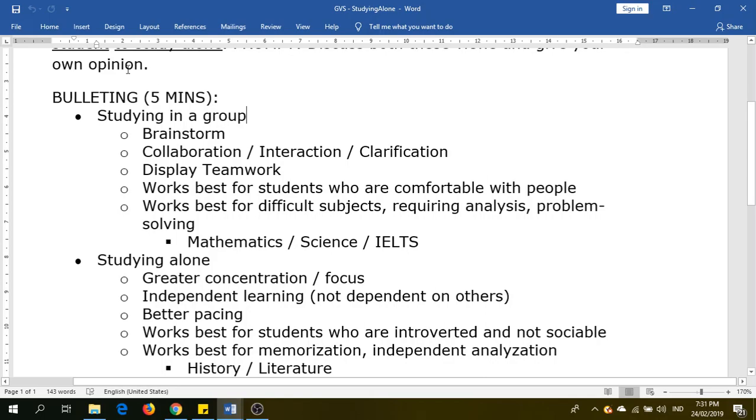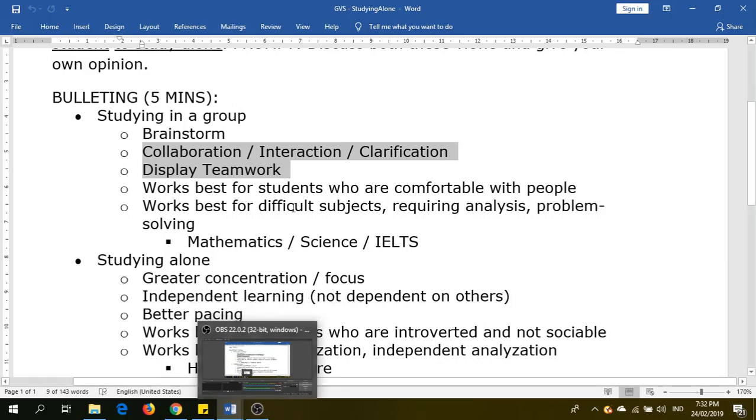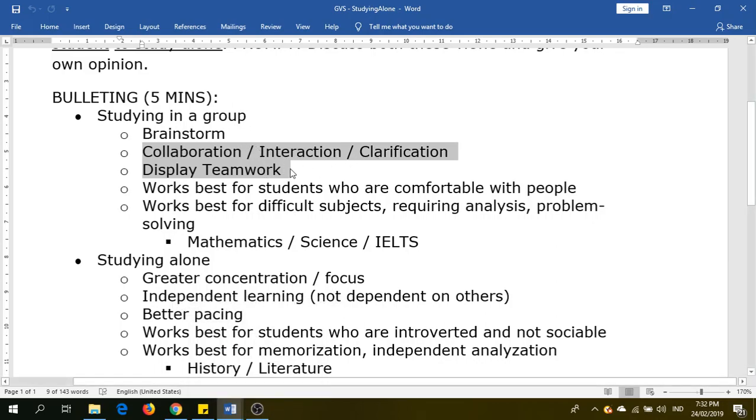And so what we did in class is this bulleting stage wherein, for example, for studying in a group, we talked about the benefit of brainstorming, or being able to pitch in ideas and to share ideas in order to widen the perspective, so to speak. This also aids in collaboration, and there's also a lot of interaction. There's an opportunity for clarification. It allows the students to display teamwork. So all of these are really group benefits.